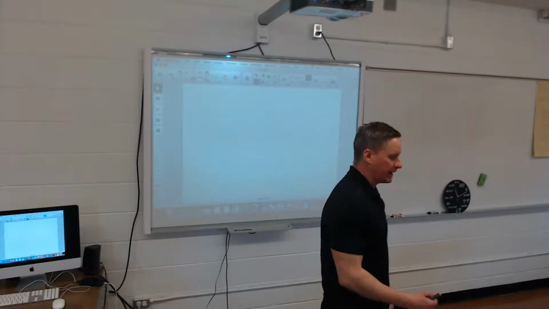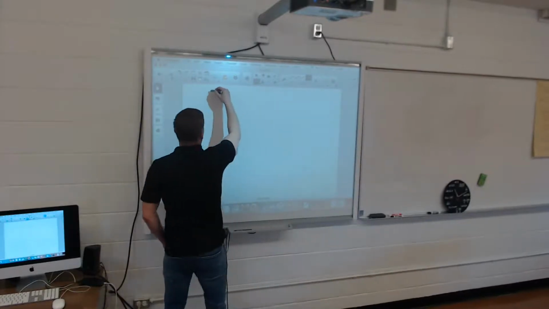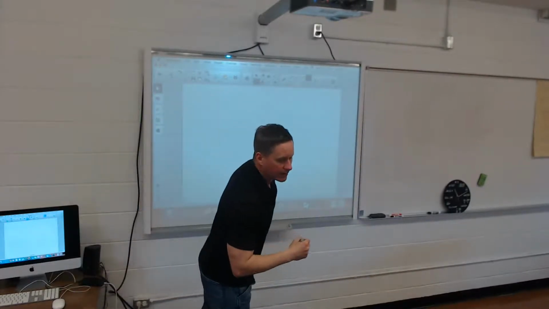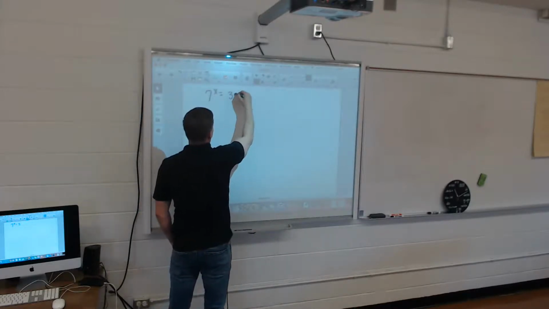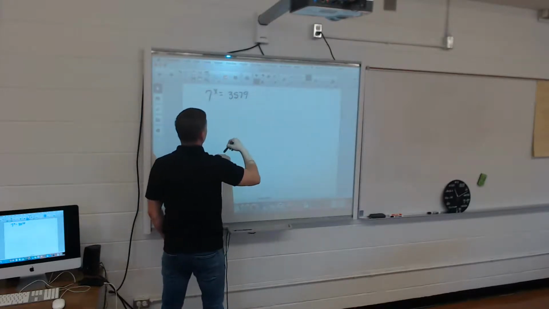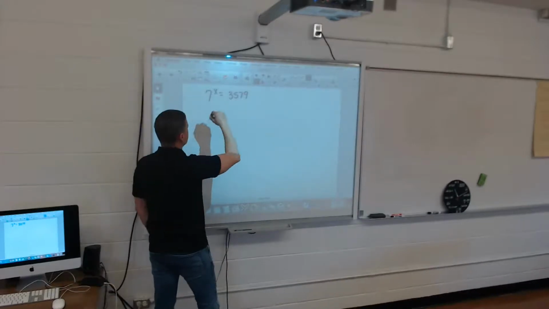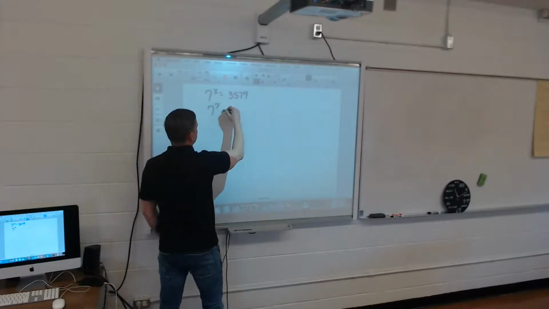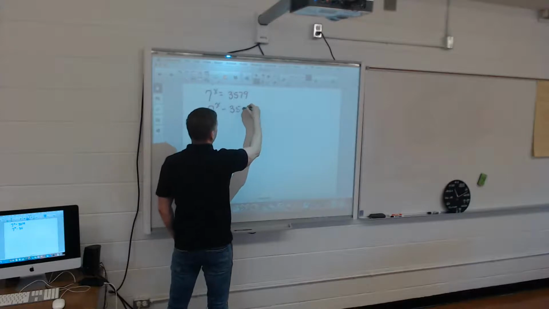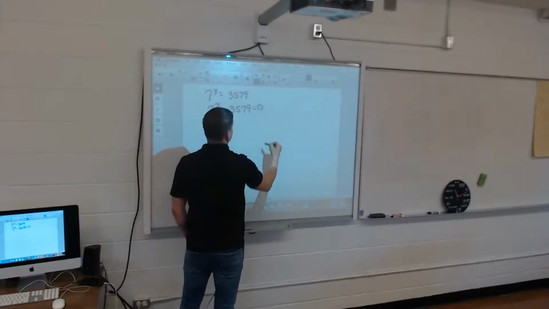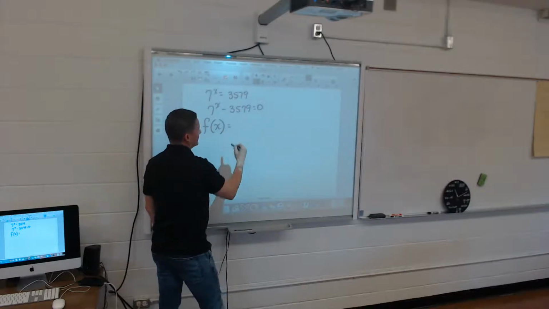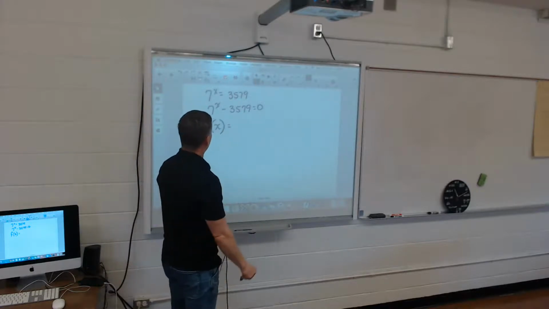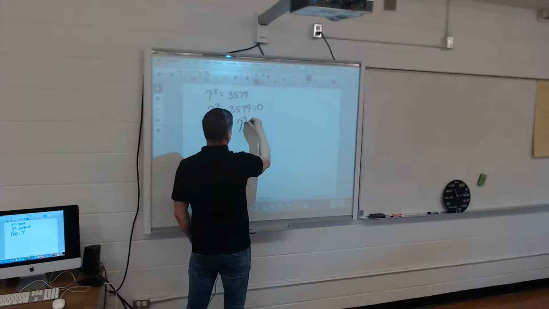In method 2, it's interesting. What they do is you've got this to begin with: 7^x equals 3,579. So if we made that equal to 0, I'd get 7^x minus 3,579 equals 0. So if I were to graph it and find the 0, I graph 7^x subtract 3,579, like that.